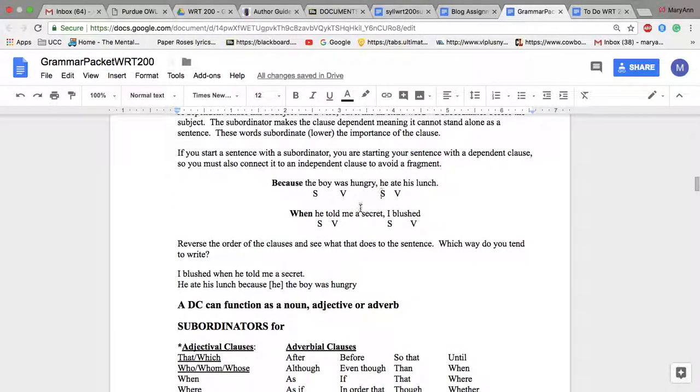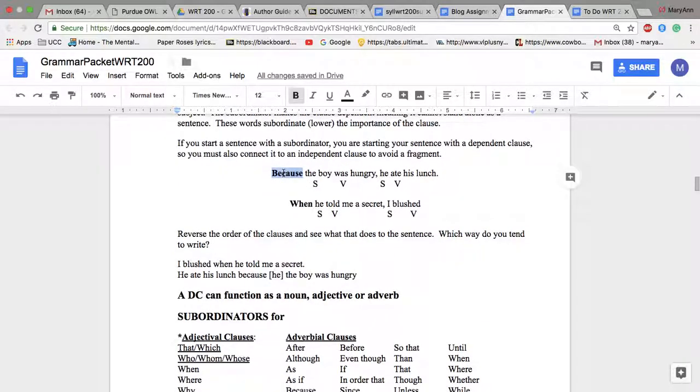Now we're looking at dependent clauses. Dependent clauses are made dependent by words that we call a subordinator, which always come right before the subject of the clause. Because is the most common subordinator we use. And you can see when we read the sentence, the reader is waiting for more information. It doesn't even sound complete. Because the boy was hungry, he ate lunch. So this is our DC, and this is our IC. If a dependent clause is not connected to an independent clause, it would be a fragment sentence.